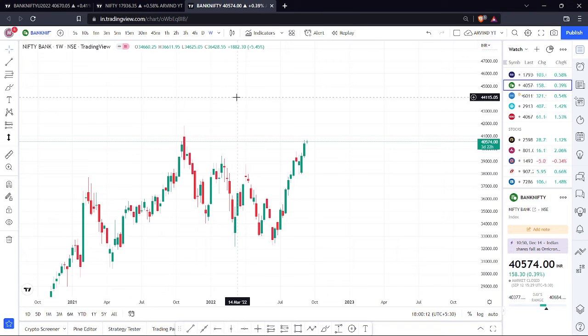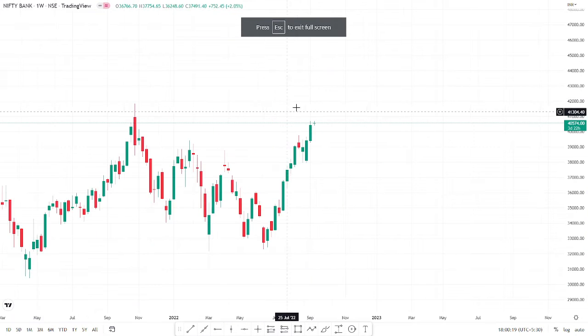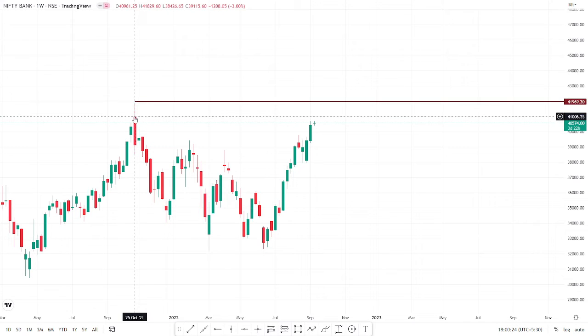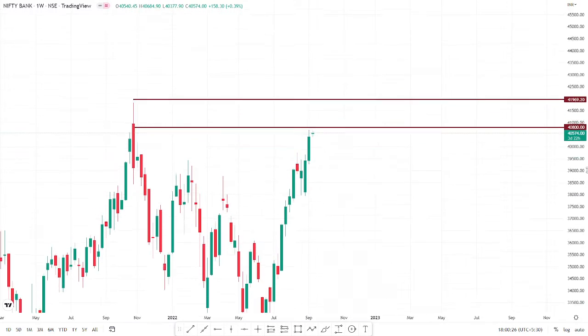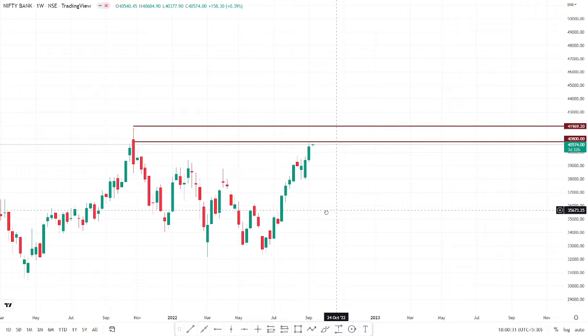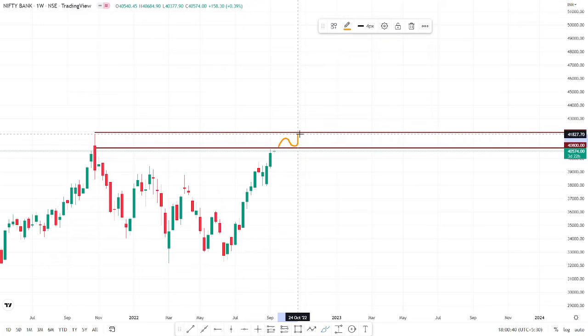Now you can see that I have this Bank Nifty chart right here, which is the weekly chart. In the weekly chart, you can see that Bank Nifty is at an extremely important resistance level, which is this one. So first of all, what can happen is that this whole area is a resistance level. This gap in between this area, which I'm marking right here, this whole area is a resistance level.